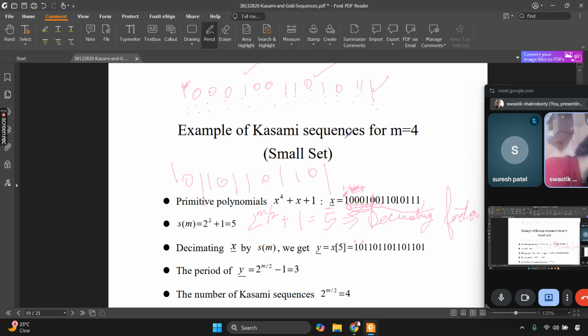So here we are not deleting every 5th, as is implied by the original meaning of the word decimation. Instead of deleting every 5th, we are selecting every 5th. So we will end up with 101, 101, 101, 101. But here this has a very large period. What was the period? The period was 15, 2 to the power m minus 1. This one has a period of 3.